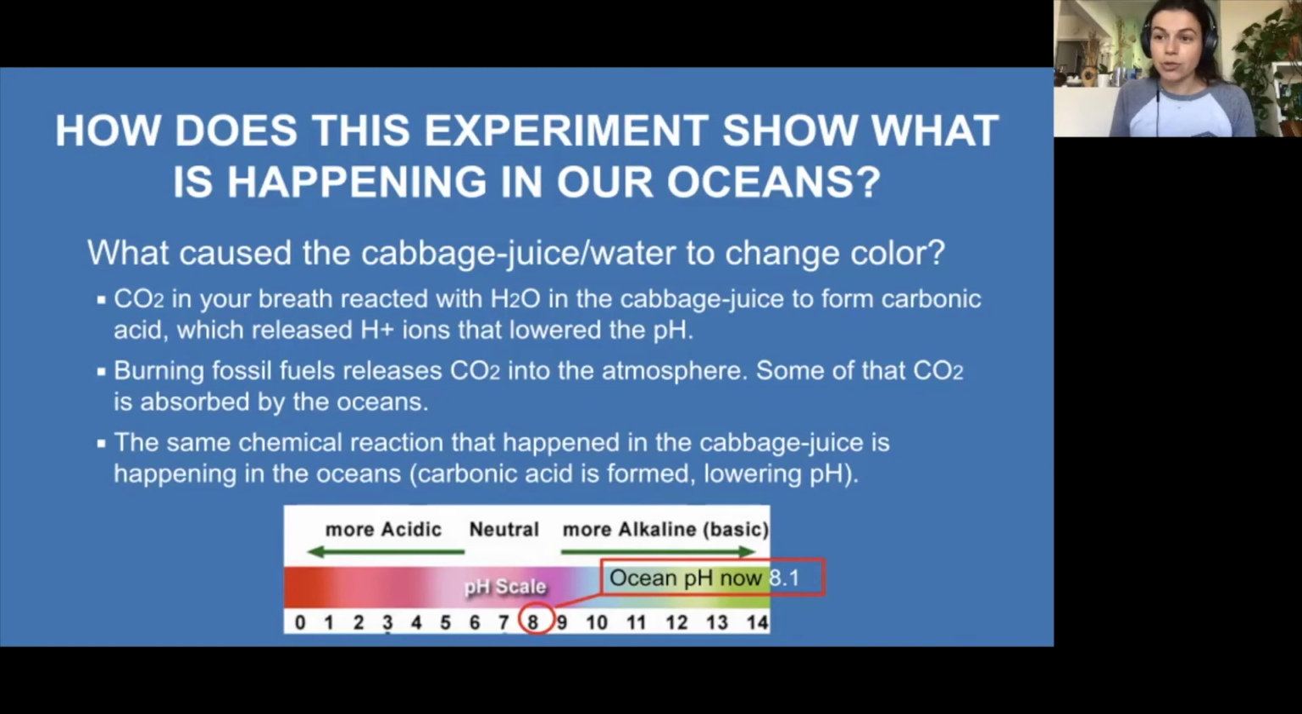And over the past 300 million years, the ocean's pH has been about 8.2. But today it's at about 8.1, which may not seem like a big decrease, but due to the nature of the pH scale, it's a logarithmic scale, and a 0.1 decrease is actually about a 26% increase in acidity over the past 2 centuries, which is a lot.